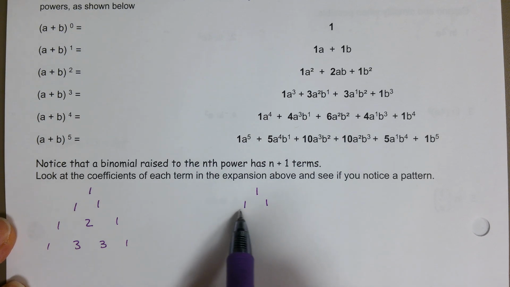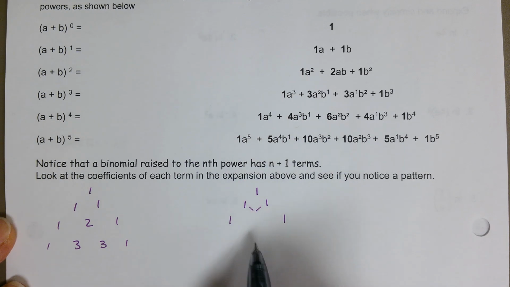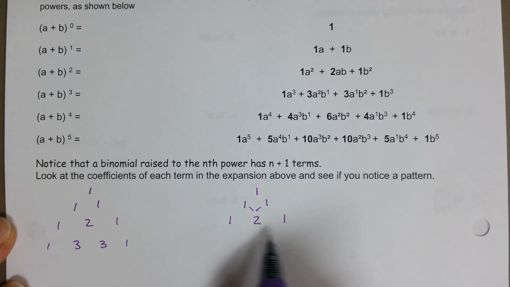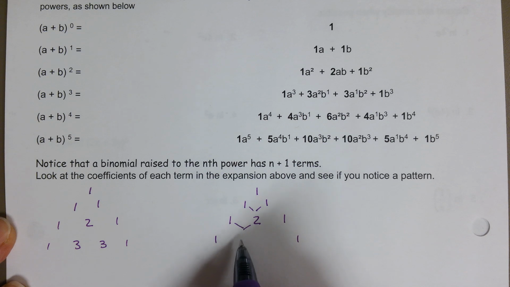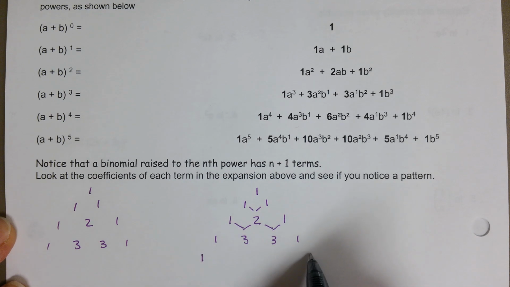Now, bring the 1 down to the outside, and then sum up. 1 plus 1 is 2. Bring the 1s down to the outside, sum up. 1 plus 2 is 3, 2 plus 1 is 3. Bring the 1s down to the outside. 1 plus 3 is 4, 3 plus 3 is 6, 3 plus 1 is 4.